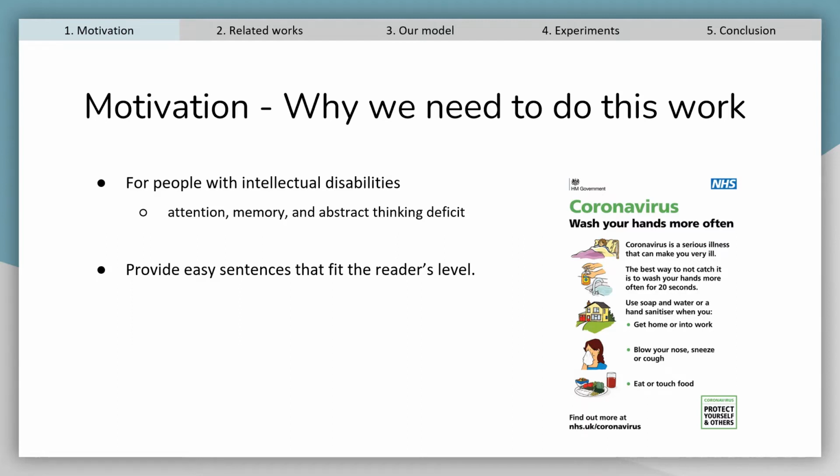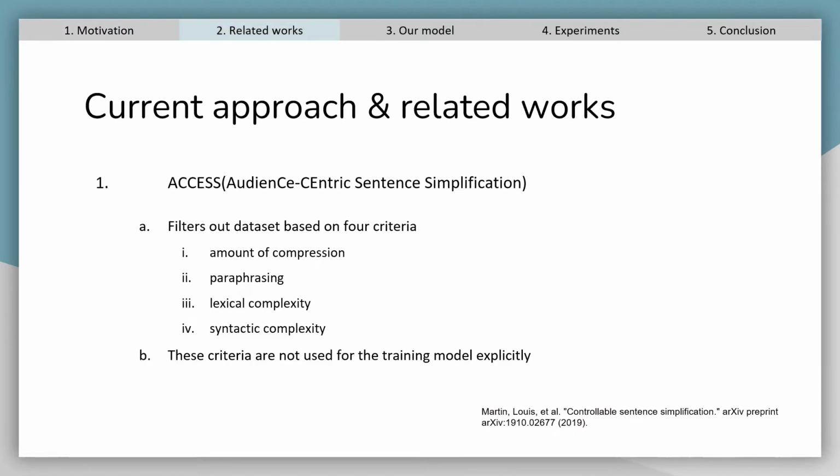By implementing our algorithm, we hope to bring a chance of adjusting a sentence to the abilities of readers on different comprehension skill levels. There are a couple of previous approaches on this topic. First one is Access, a sentence simplifier that filters data based on four different criteria: the amount of compression, paraphrasing, lexical, and syntactic complexities. But these features are used for filtering and not for training the model.